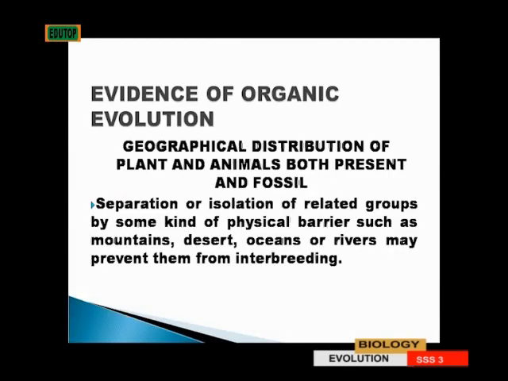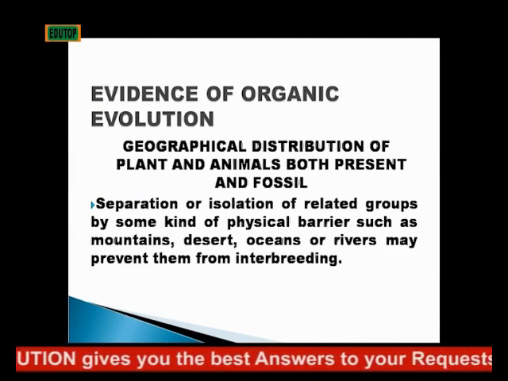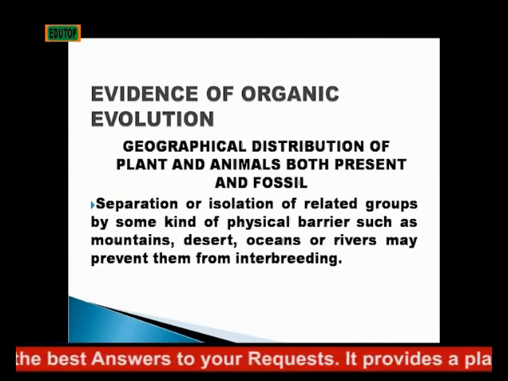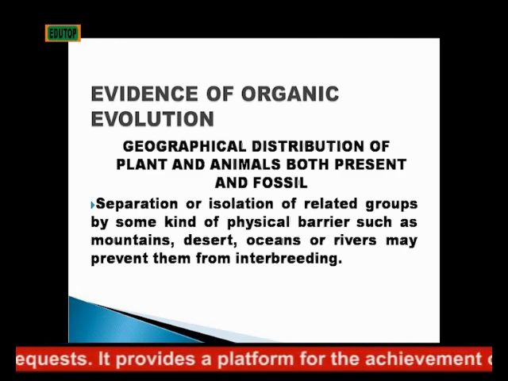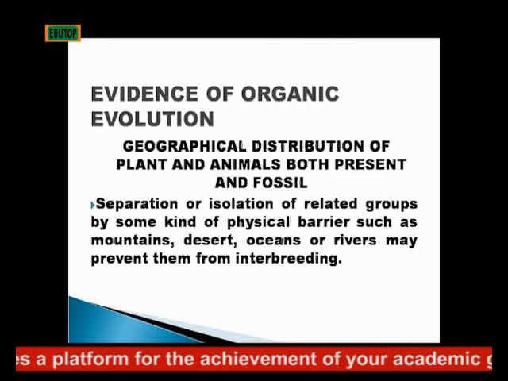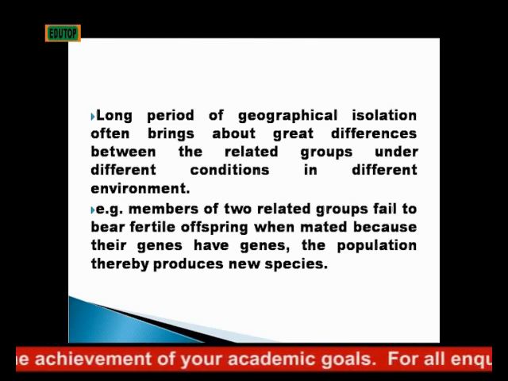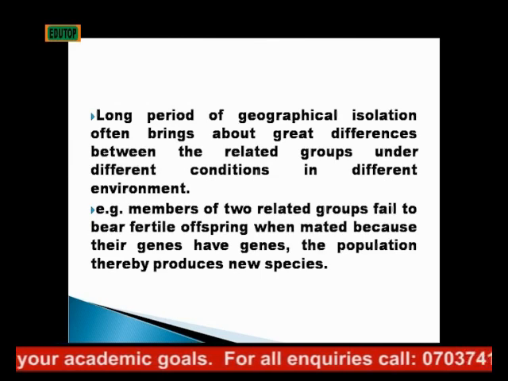Another evidence of organic evolution is the geographical distribution of plants and animals, both the ones that we have presently and their fossils. I mentioned fossils a few minutes ago. Separation and isolation of related groups by some kind of physical barriers, such as mountains, deserts, oceans, or rivers, may prevent them from interbreeding. Then a long period of geographical isolation brings about great differences between the related groups under different conditions in different environments.